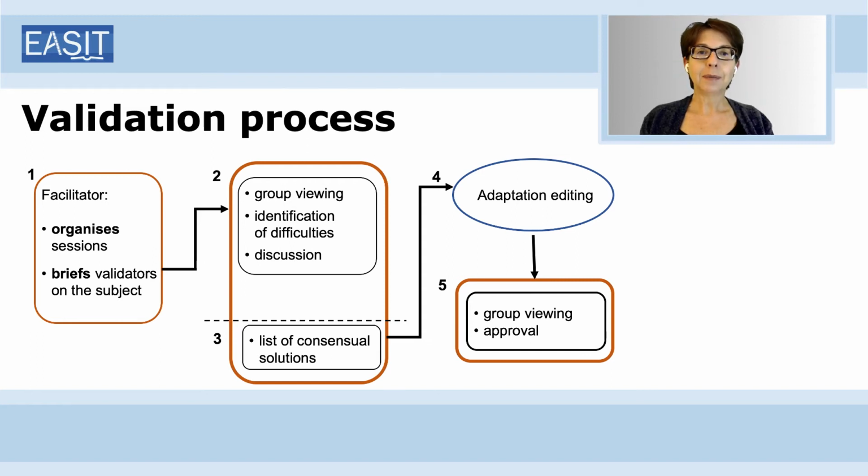Once the difficulties have been spotted and discussed, the facilitator moderates the discussion. Stage 3 begins with the end of the discussion. In Stage 3, a list of consensual solutions for each difficulty will be created and passed on to the translator or writer, in this case, the subtitler, who will implement the corrections. This is done in Stage 4. Lastly, Stage 5, which includes a final group viewing to approve the final version.